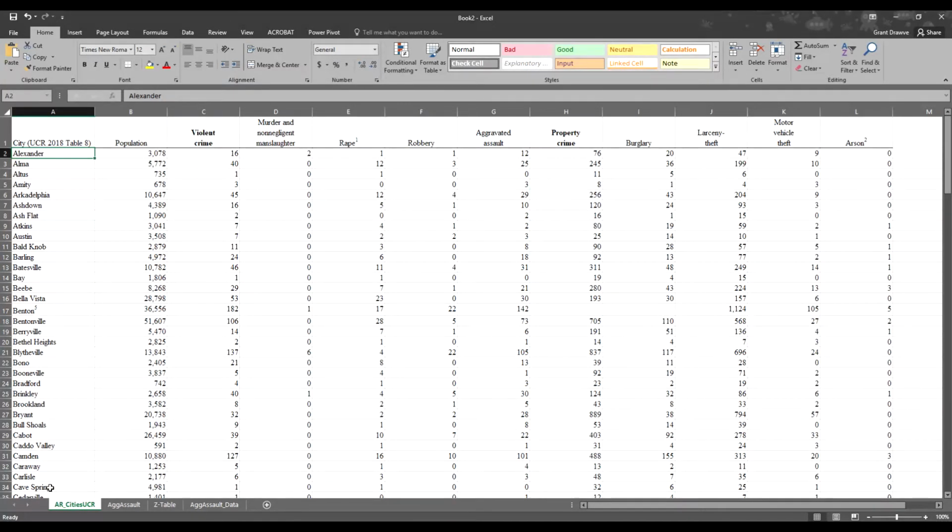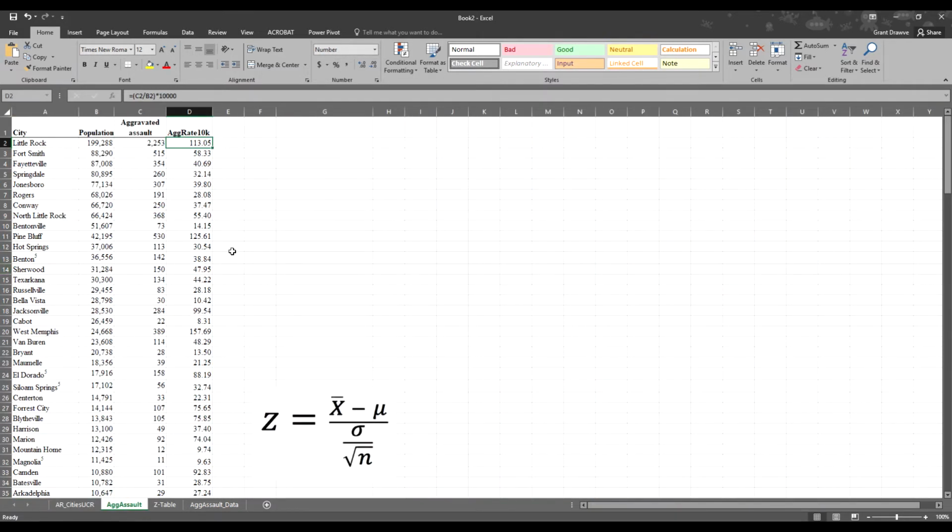Here in front of you is the spreadsheet, and this tab in particular is the UCR 2018 Table 8 data reduced to only cities in Arkansas, so I copy and pasted this. If you've watched a prior video, it's the same data set, just reduced to Arkansas specific, with a population and Part 1 crimes for it. All I did in the next tab for ag assault was keep the city, population, and ag assault. So here's where we're going to work with the data.